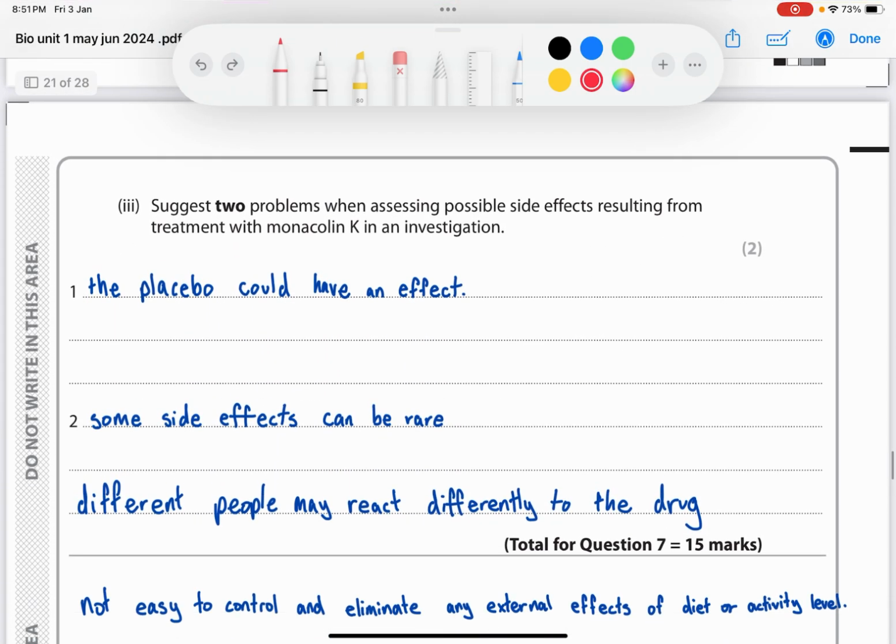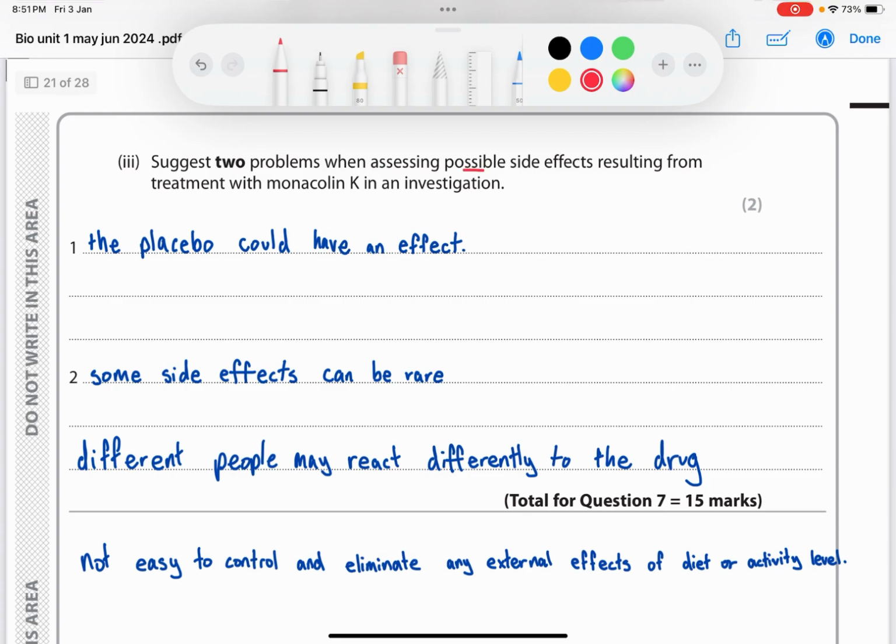Now let's suggest 2 problems when assessing possible side effects resulting from treatment. So one is that the placebo could have an effect. The placebo can cause some kind of psychological effect on the people, even though they're not actually receiving the substance. It's a psychological effect that they may feel or think that they are having a headache or they are being dizzy because of the medicine.